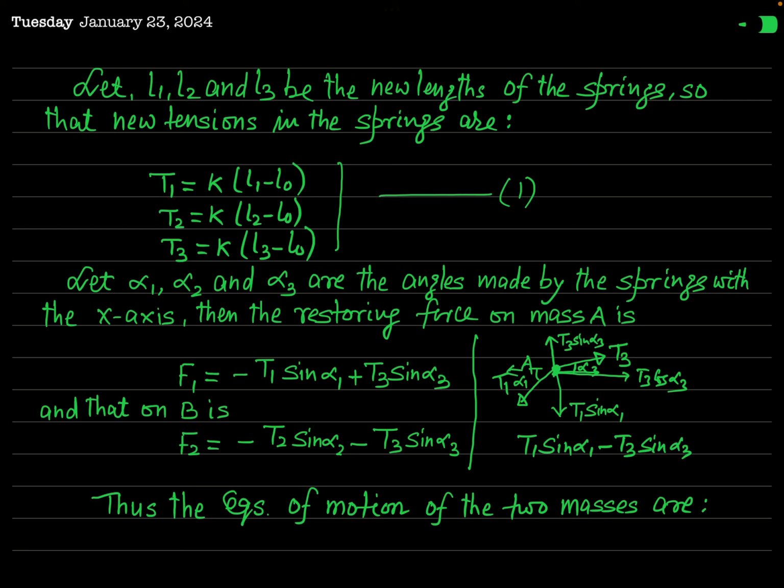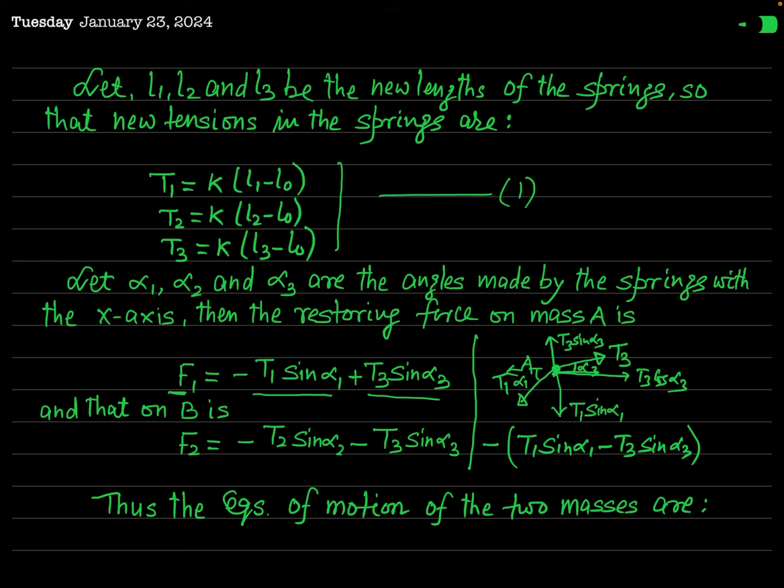Okay, this is the net force acting on mass A in the downward direction. But if this force acts as a restoring force, then while writing the equation of motion, you have to put a minus sign here. This minus sign is put before the restoring force to imply that this force always tends to bring the mass to its equilibrium position, or it always opposes the displacement. So we have to put a minus sign, and when you put the minus sign before it, the restoring force acting on this mass will be minus T1 sine alpha 1 plus T3 sine alpha 3.